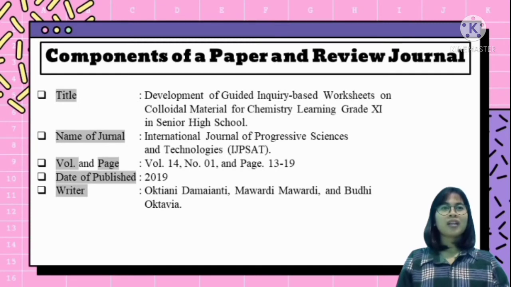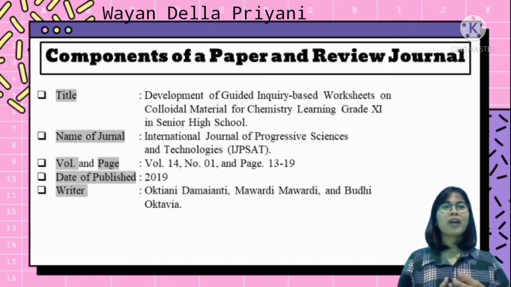Okay, next, component of a paper and review journal. Title of journal, Development of Guided Inquiry-Based Worksheet on Colloidal Material for Chemistry Learning, Grade 11 in Senior High School. Name of journal, International Journal of Progressive Science and Technologies, Volume 14, Number 1 and page 13 until 19. Date of published 2019. Writer Oktiani Damayanti, Marwadi and Budi Octavia.